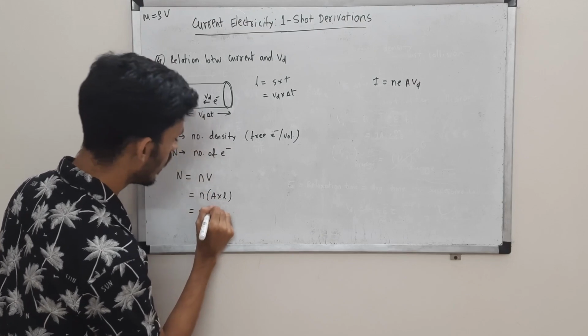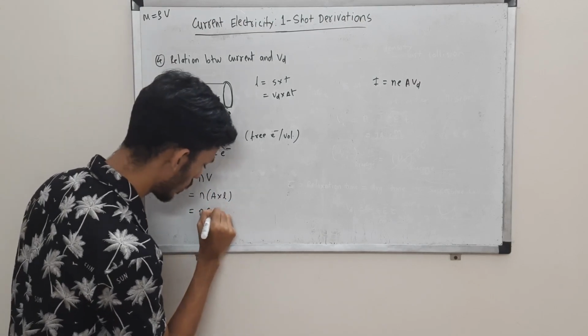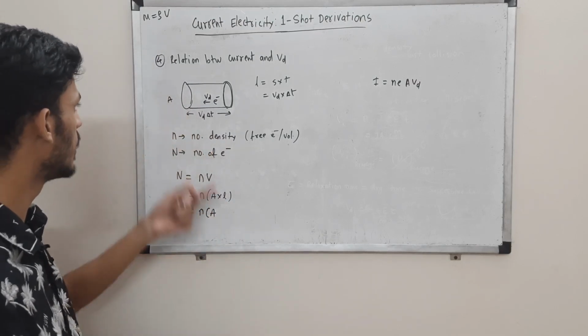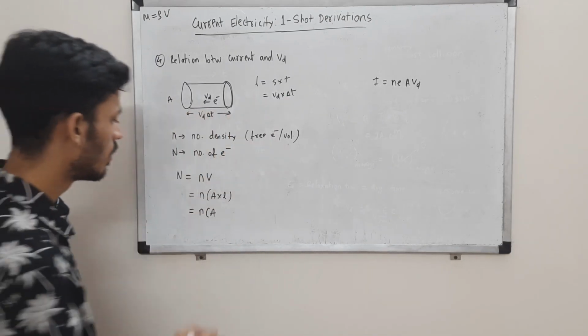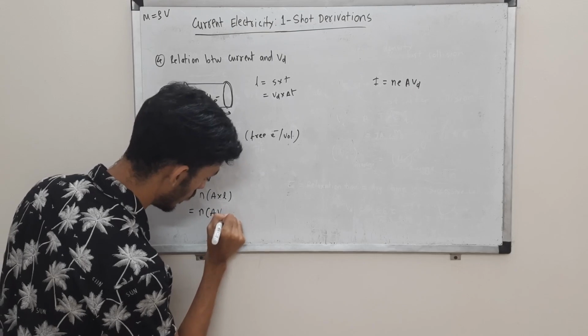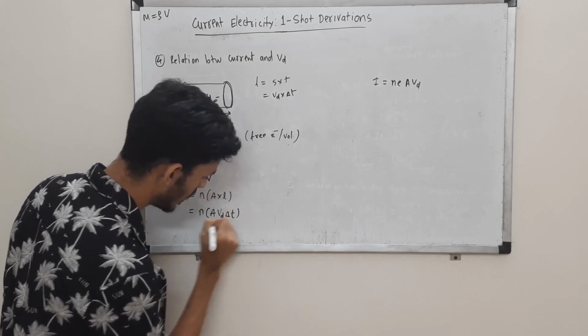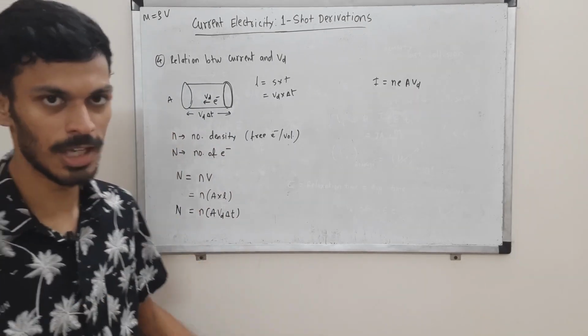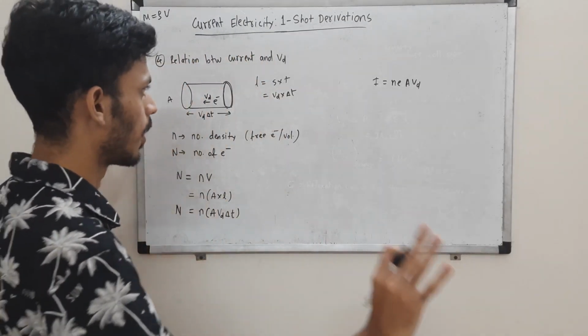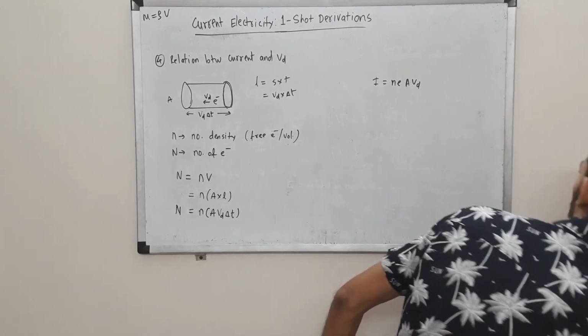So the cross section area, we have chosen it as A, and the length is nothing but the drift speed times the time interval. Sorry, why am I saying distance? So this is the number of free electrons which are present in this volume. I hope so far it is clear.